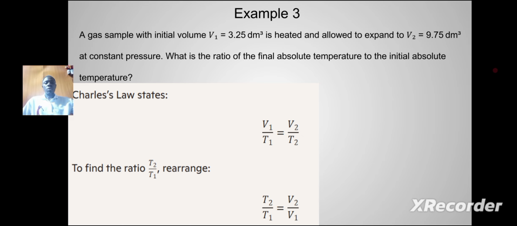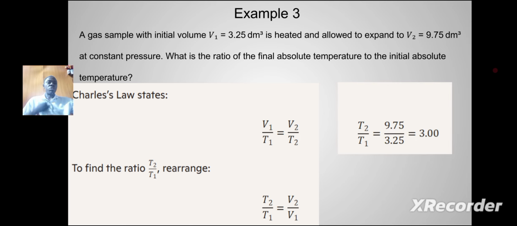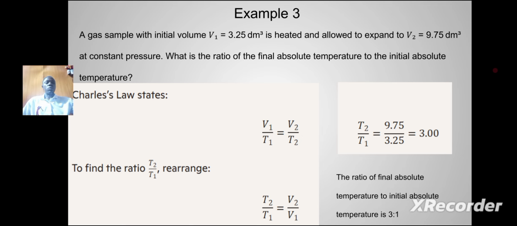Final temperature is T2. Initial temperature is T1. So we need to rearrange the formula so that we can get T2 over T1, and that was what was done here. So T2 over T1 is V2 over V1. Once you substitute, you get the ratio that is asked. The ratio is actually 3:1 when you substitute in the equation appropriately.